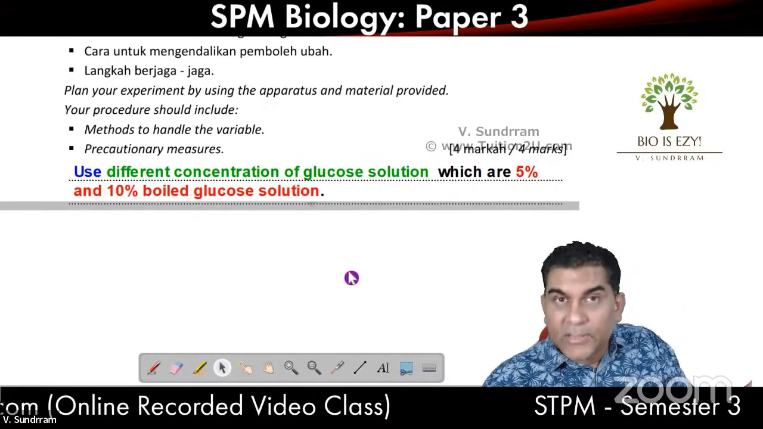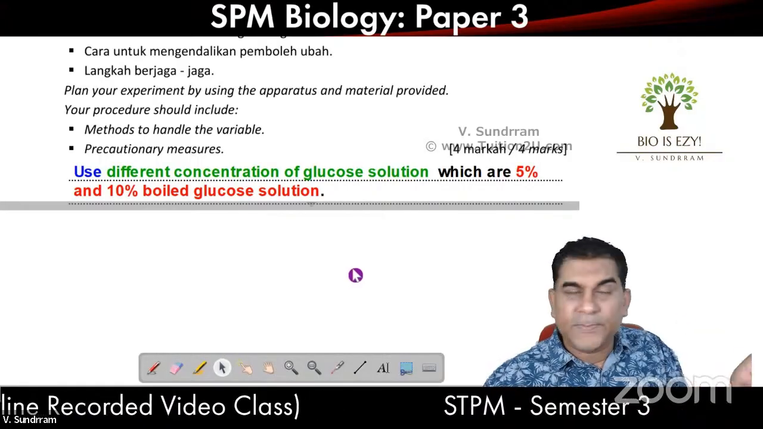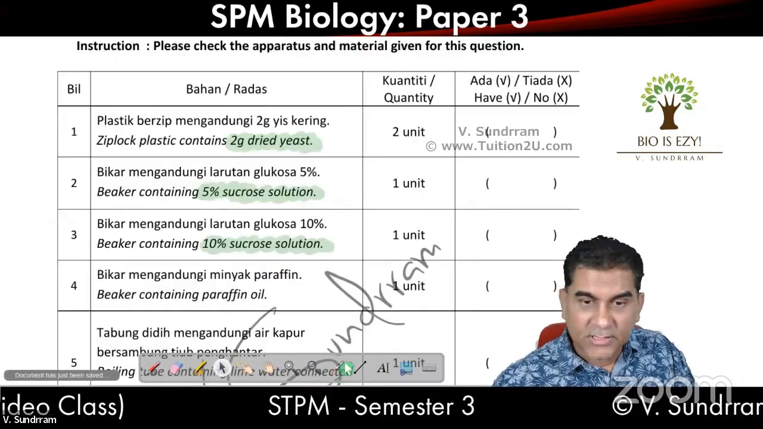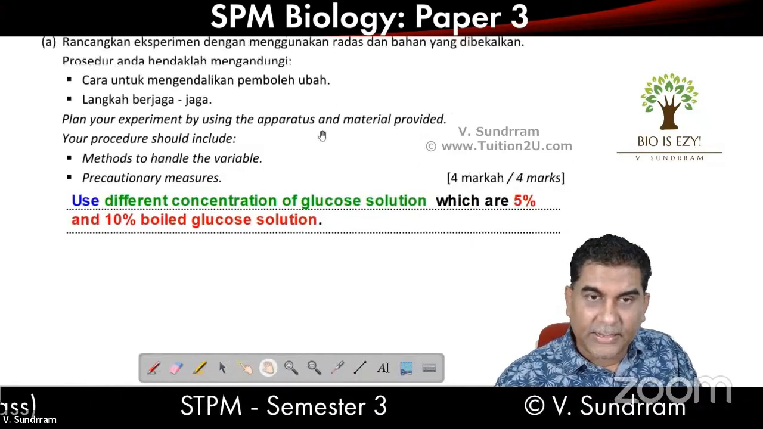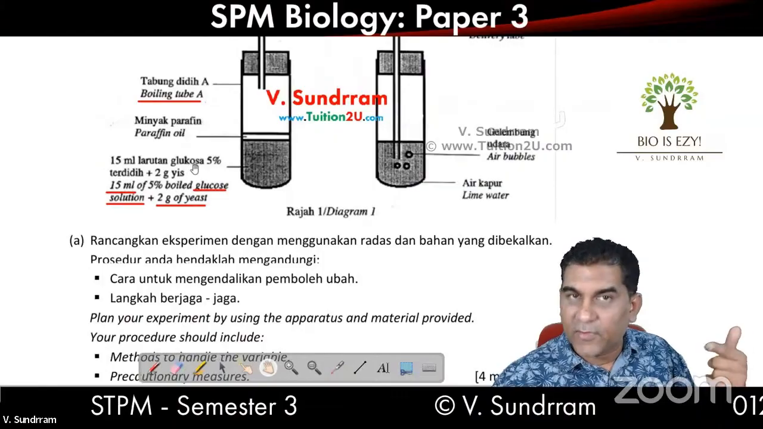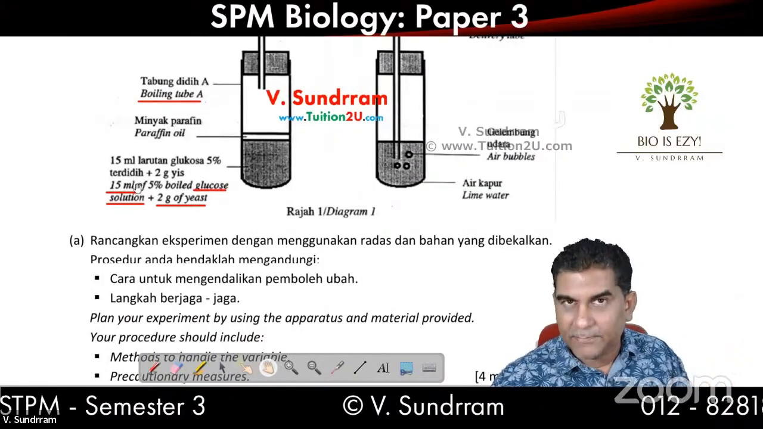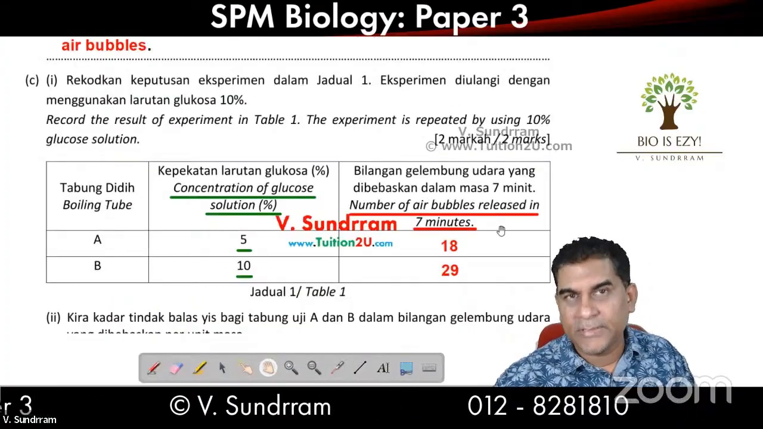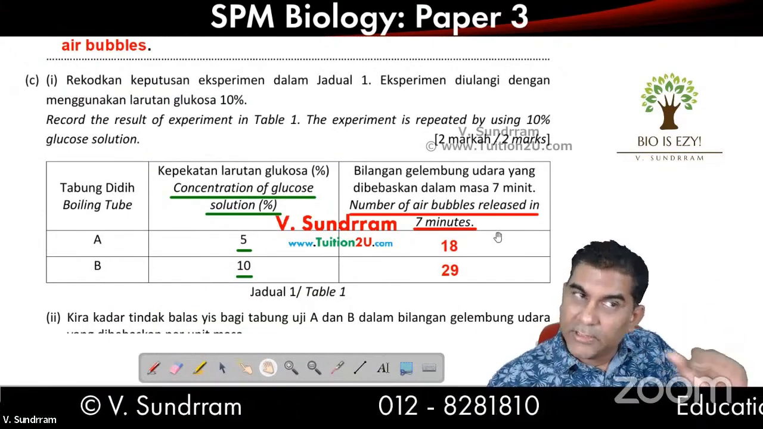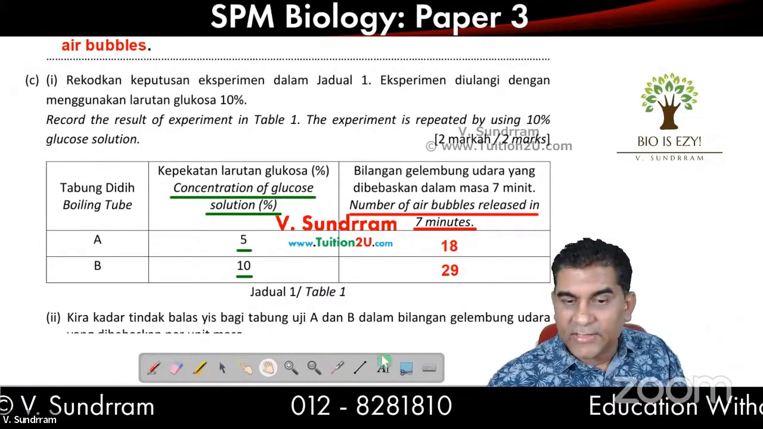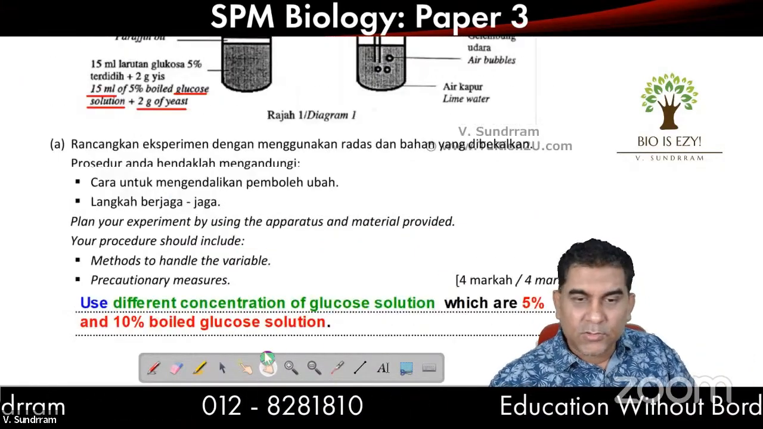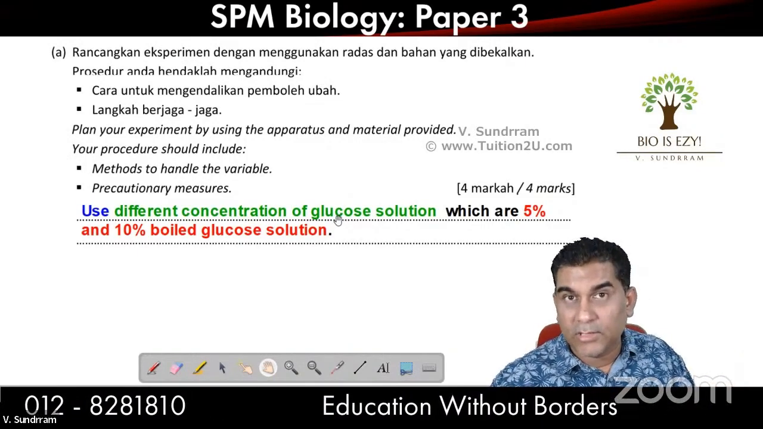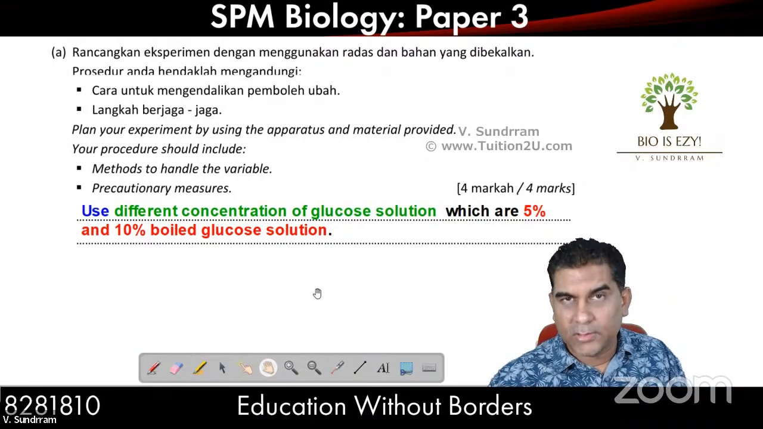Before I get the responding variable, I want to explain to the examiner what the constant variables are. Some of the constant variables we get from the diagram. We can see the 2 gram of yeast, and you can see 15 ml. Another one that is constant is the number 7 minutes. The duration of the experiment is 7 minutes, also constant. So you can identify 3 constants in this experiment. Writing any one of them should be enough. If you want to write more than one, also okay, but generally 1 for the constant variable.